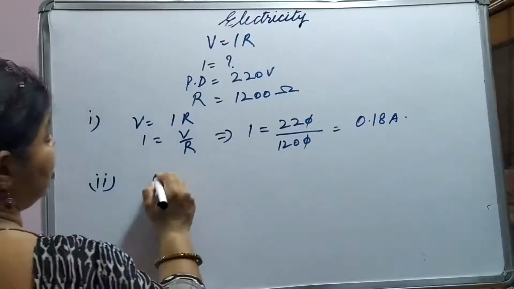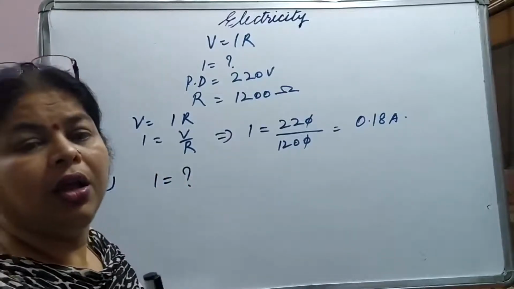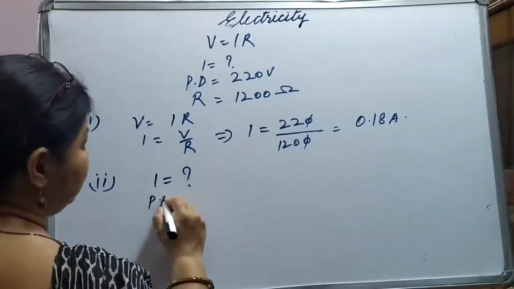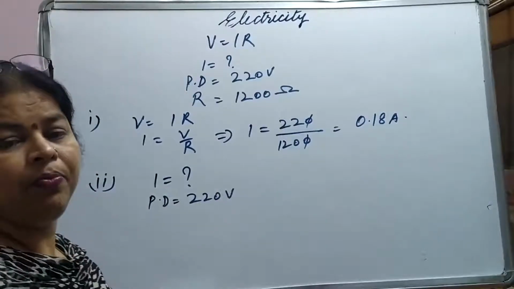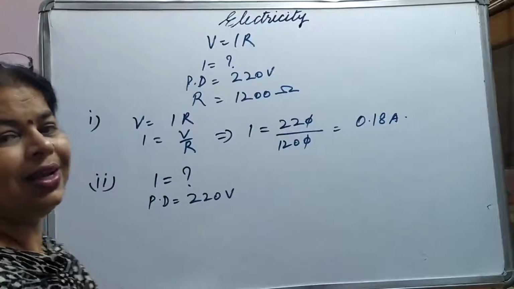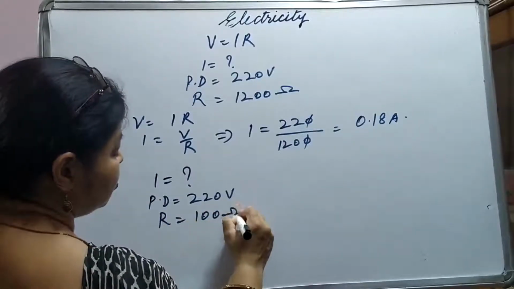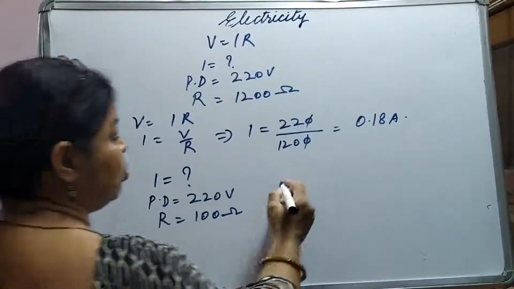So what is not given? Current. Okay. Then from a 220 volt source, again potential difference is 220 volt. Then if the resistance of the heater coil is 100 ohm, again R is given, 100 ohm. So same question, we need to find out I.